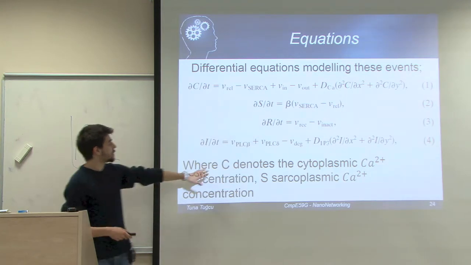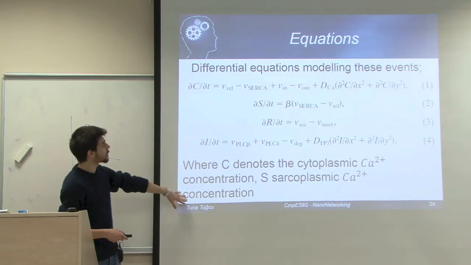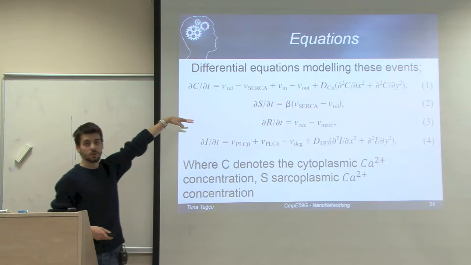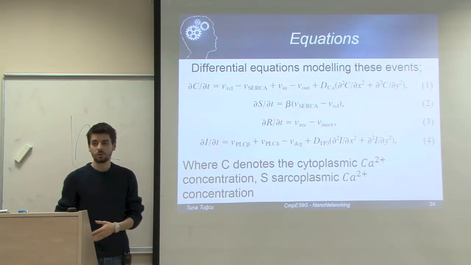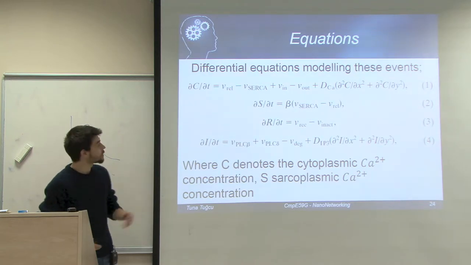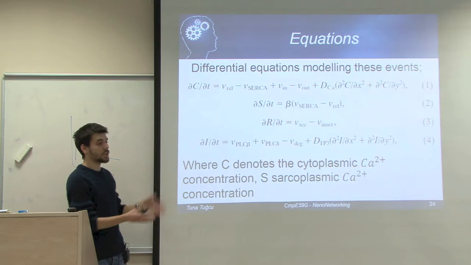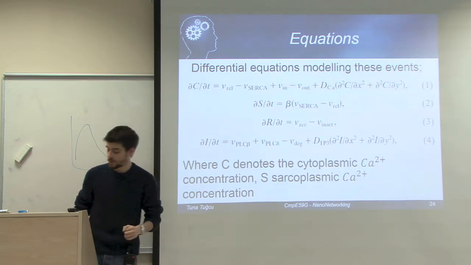Here, C denotes the cytoplasmic calcium concentration, and S denotes the sarcoplasmic calcium concentration. Of course, the derivative of C with respect to time denotes the rate of change of calcium in the cytoplasm, and the derivative of S with respect to time denotes the rate of change in the calcium concentration of the sarcoplasm.